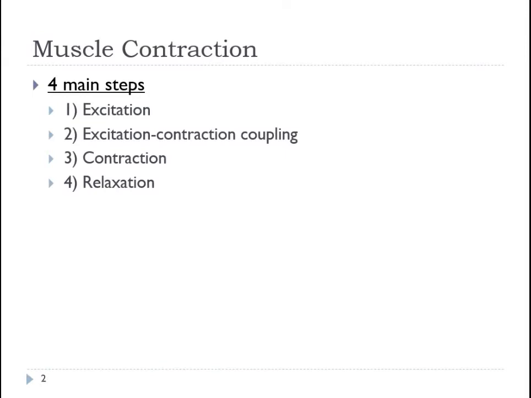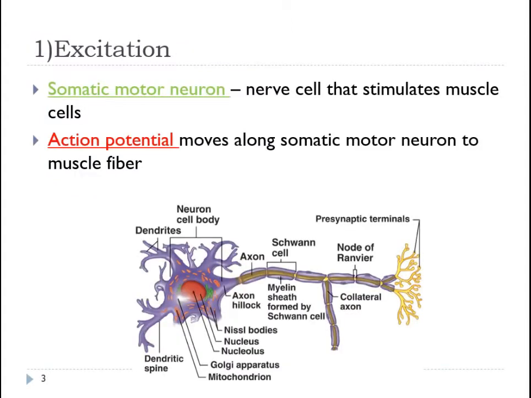There's excitation. The muscle gets a signal to do something. Excitation-contraction coupling. Contraction. And then relaxation. And what I'm going to do for the next slides is every time we do one of these 4 things, I'm going to have it with a bullet point: 1, 2, 3, or 4. This first video is only going to be on excitation.